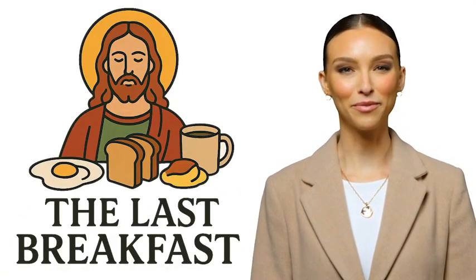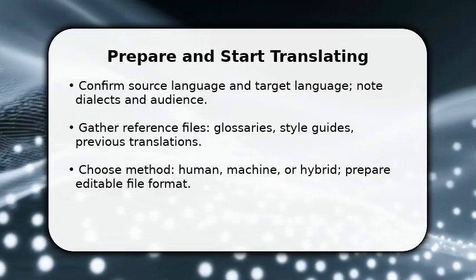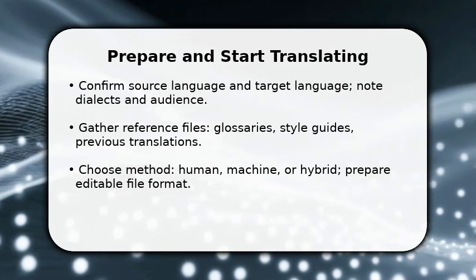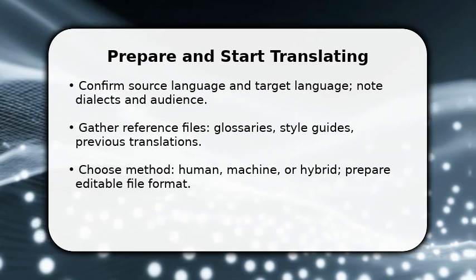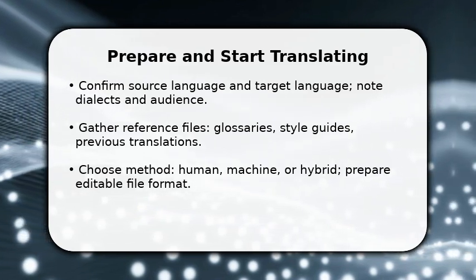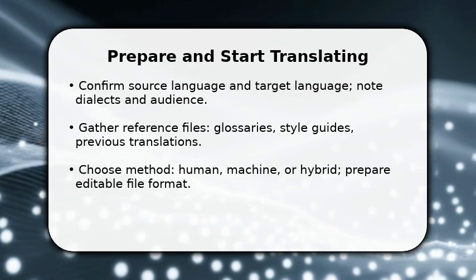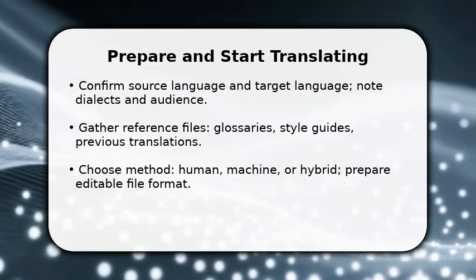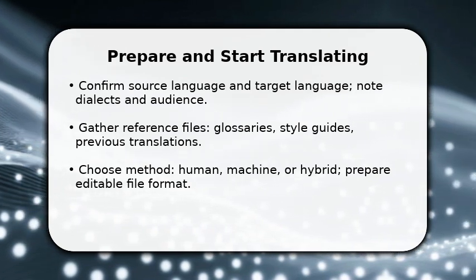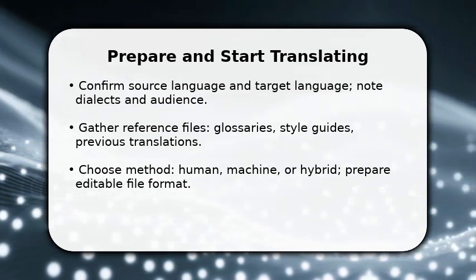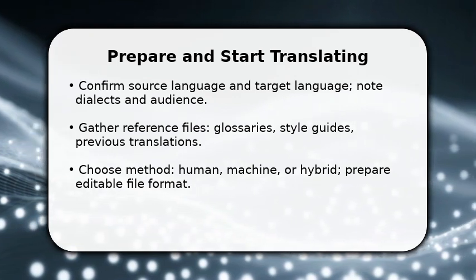You begin by verifying the source and target languages and noting any dialect needs. This matters for tone and terminology. Next, gather reference materials like glossaries, client-style guides, and past translations to keep consistency. Then choose your method, human, machine, or a hybrid workflow, and convert the document to an editable file type.